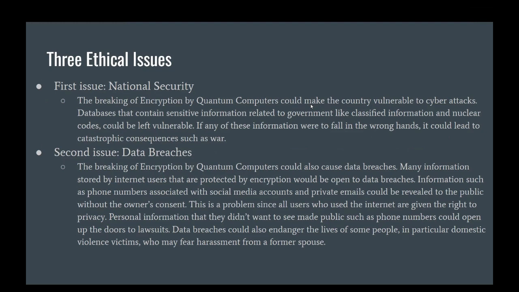The second ethical issue is data breaches. The breaking of encryption by a quantum computer could cause data breaches, and much of the information stored by internet users that is protected by encryption would be open to exposure. Information such as phone numbers associated with social media accounts and private emails could be revealed to the public without the owner's consent. And this is an issue because all internet users are given the right to privacy. So if data breaches were to occur, this could open the doors to lawsuits, and it could also endanger the lives of some people, in particular domestic violence victims, who may fear harassment from a former spouse.